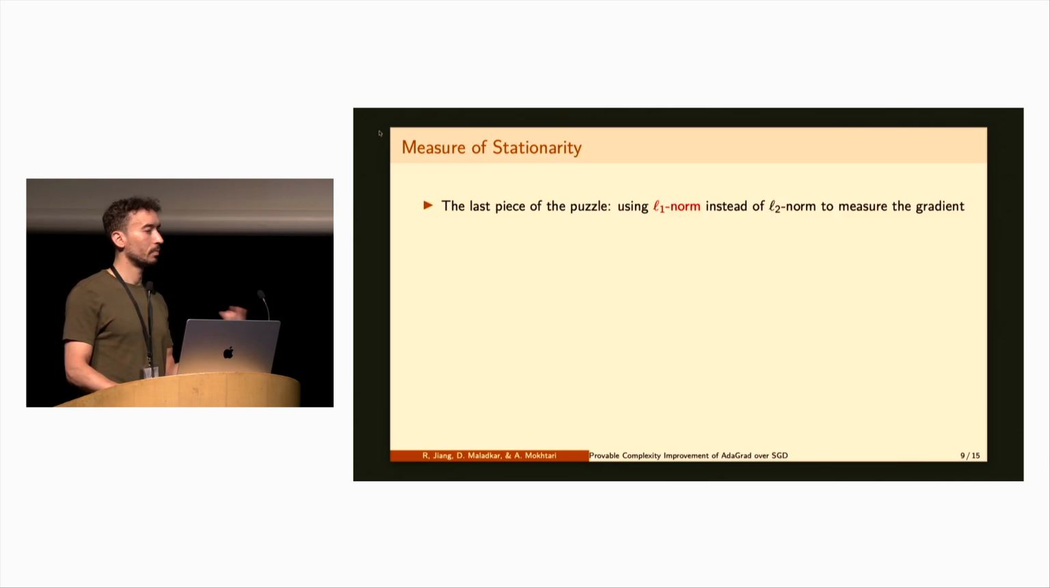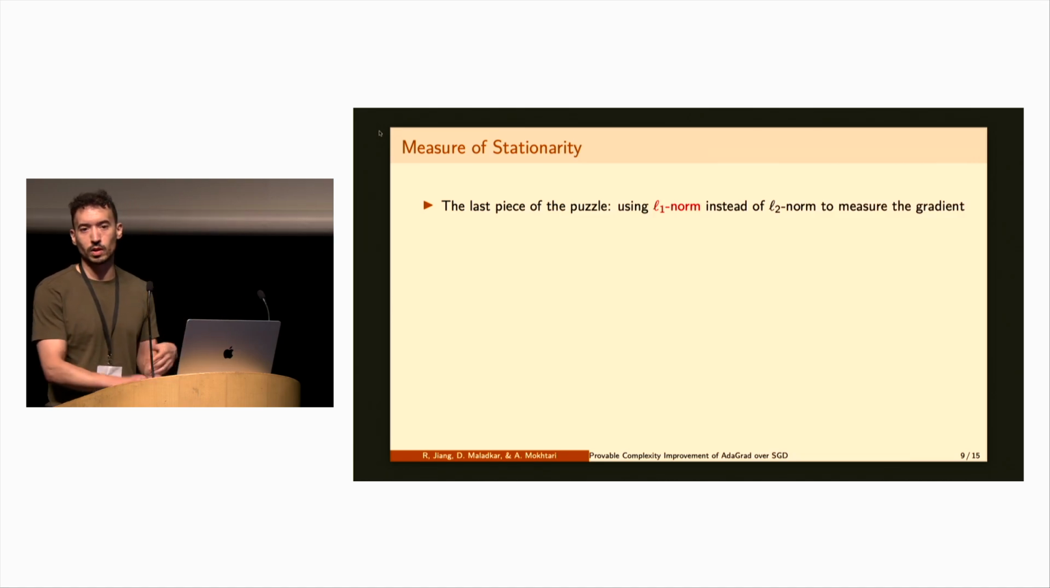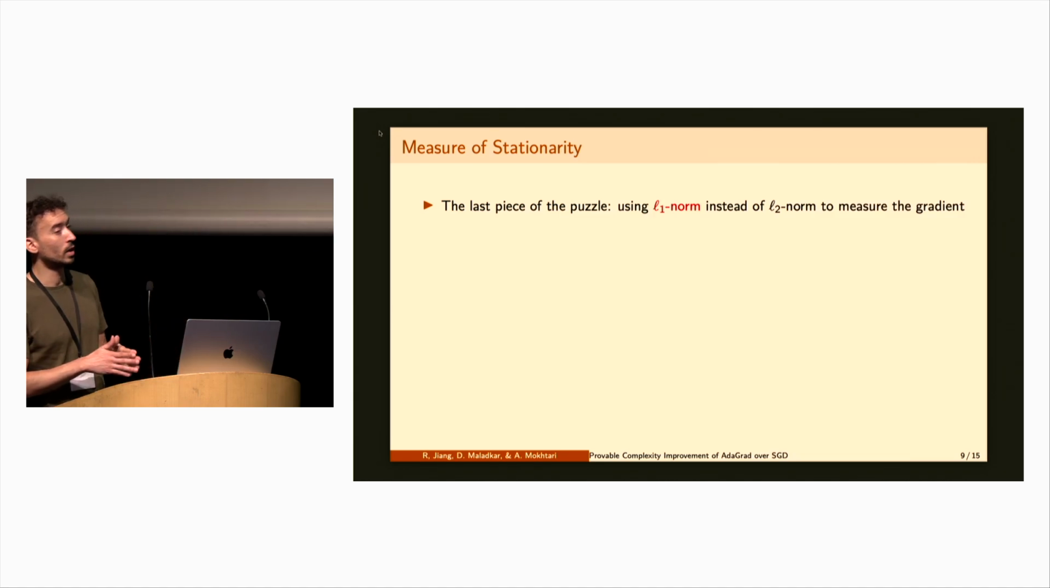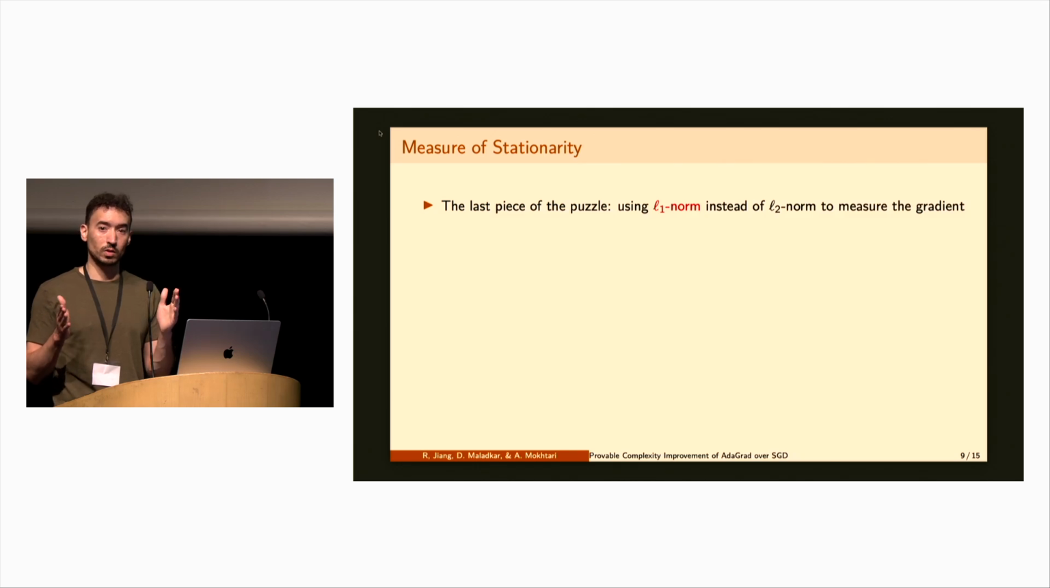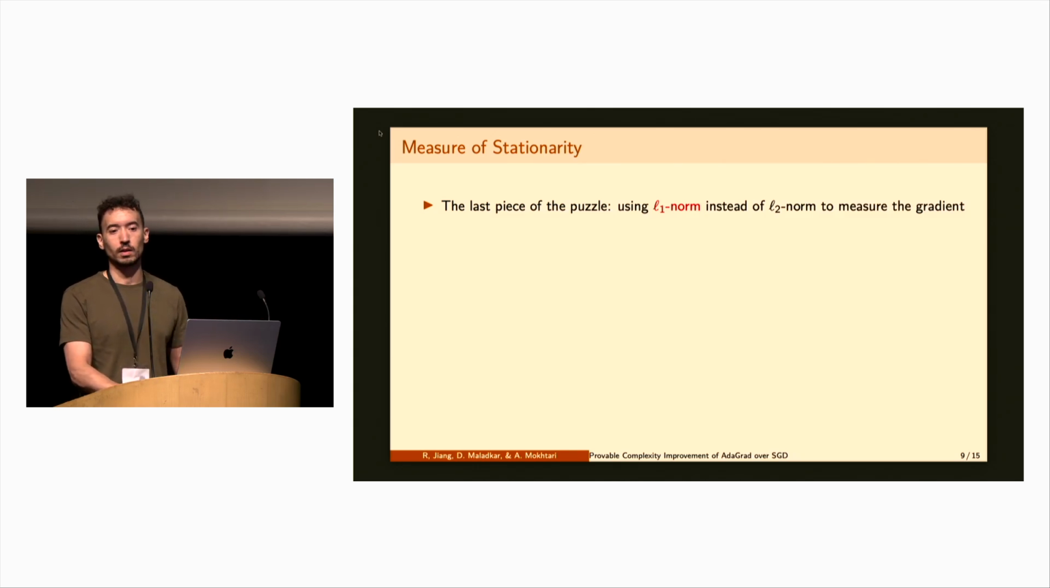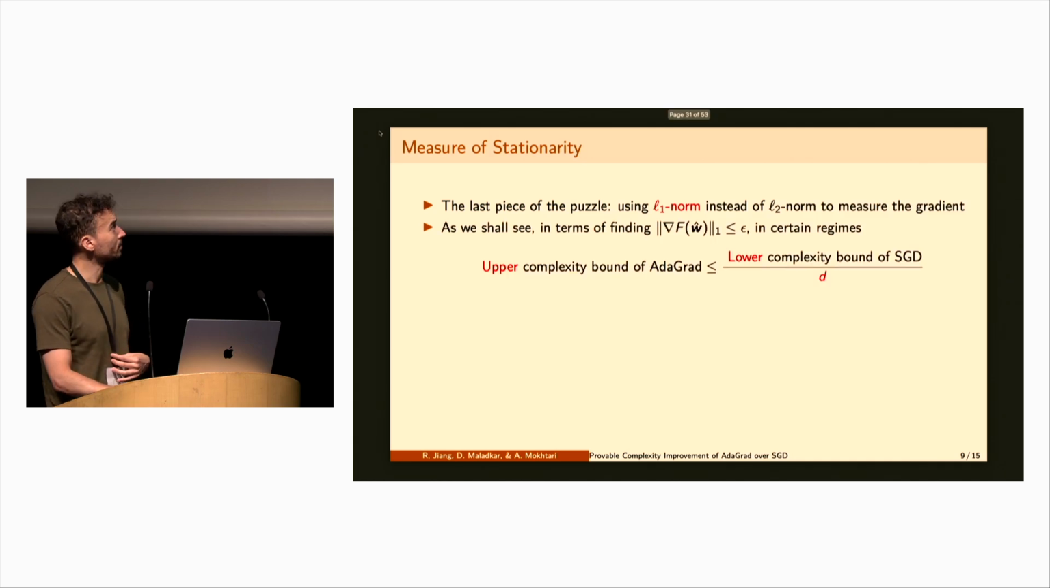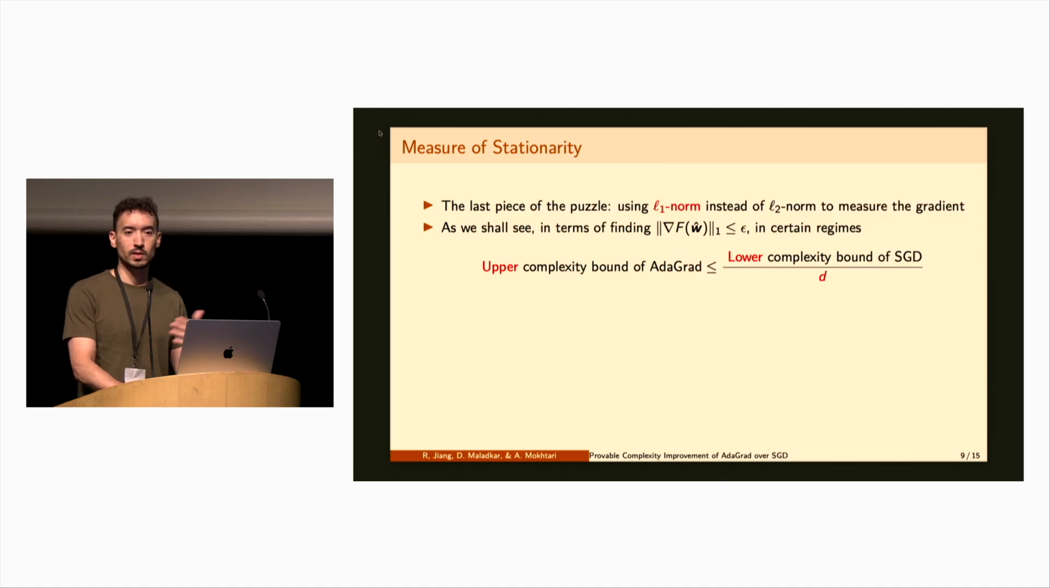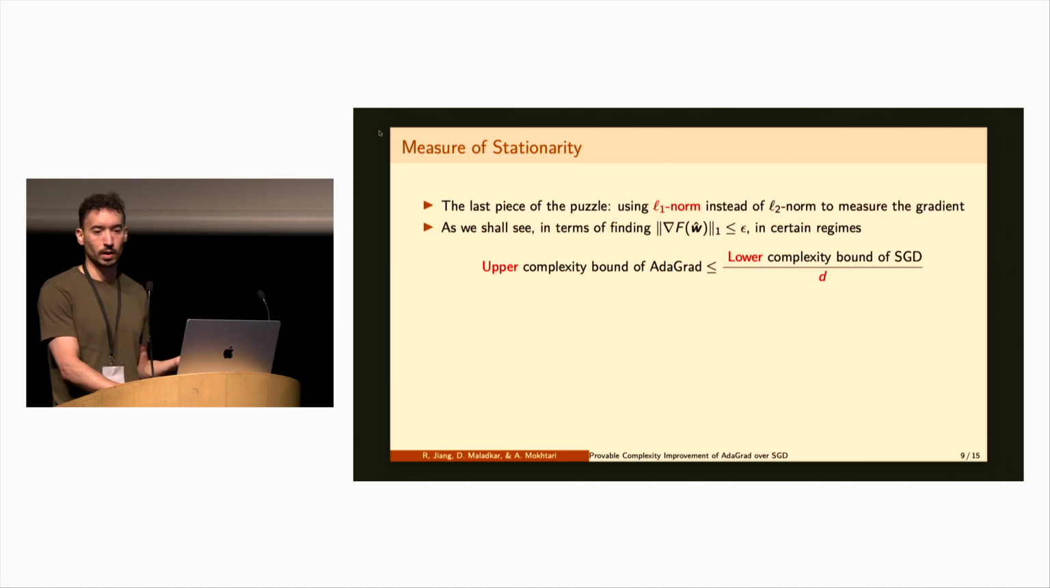So maybe we can get an advantage if we change the definition of a stationary point. The definition of a stationary point that I showed you earlier takes the 2 norm of the gradient. So maybe if we aim for the 1 norm of the gradient instead, Adagrad does better there. And actually, this paper shows that if you aim for that, then there are instances where the rate of Adagrad is better than that of SGD by a factor of d.